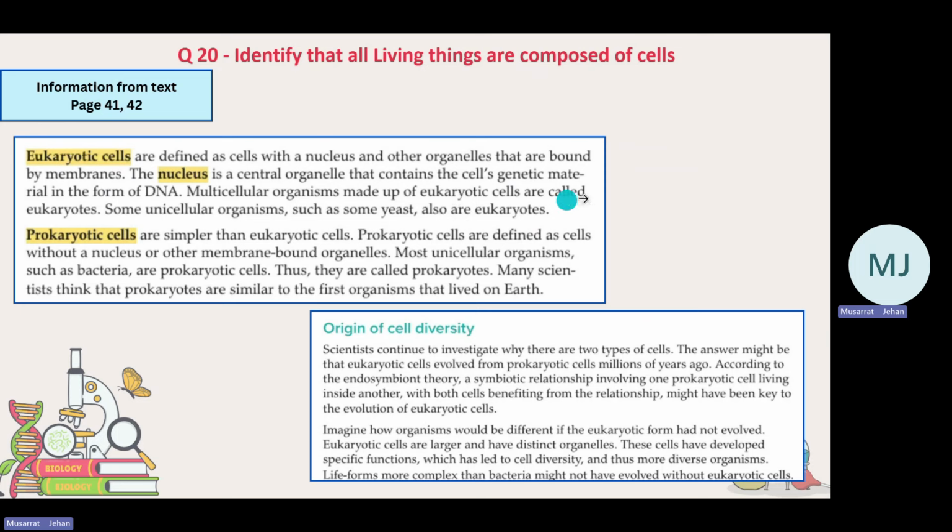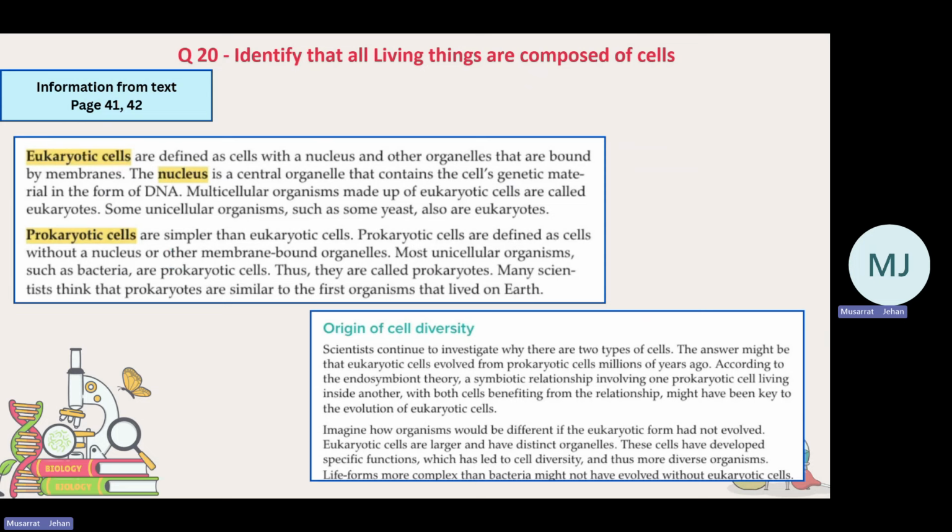Multicellular organisms made of eukaryotic cells are called eukaryotes. Those that have eukaryotic cells, we call them eukaryotes. It's not only multicellular, they also have unicellular organisms like yeast and amoeba. They are eukaryotic and they have the organelles. They are eukaryotes. Prokaryotic cells are simpler than eukaryotic. They are without a nucleus, no membrane bound organelles. Most unicellular organisms are prokaryotic, like bacteria. They are called prokaryotes.